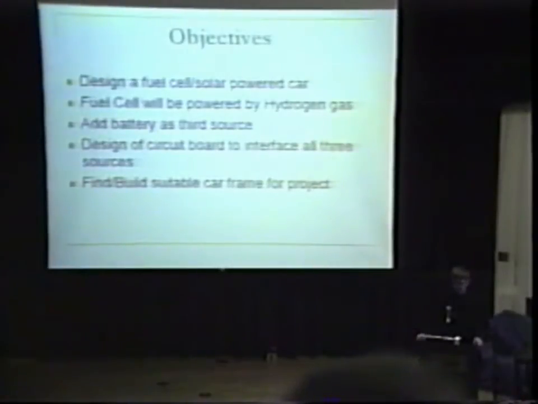The objectives of this project were to design a fuel cell and solar powered car. The fuel cell will be powered by hydrogen gas. And there will also be a third source added to the project, which will be a battery. And it ended up being a 12-volt battery. Since I had three different sources, a fuel cell, solar, and battery, I had to design a circuit board that could interface all three of them to operate the car. And then I also needed to find or build a suitable car frame for the project. And since the solar car just happened, there were plenty of parts and other cars to work off of.